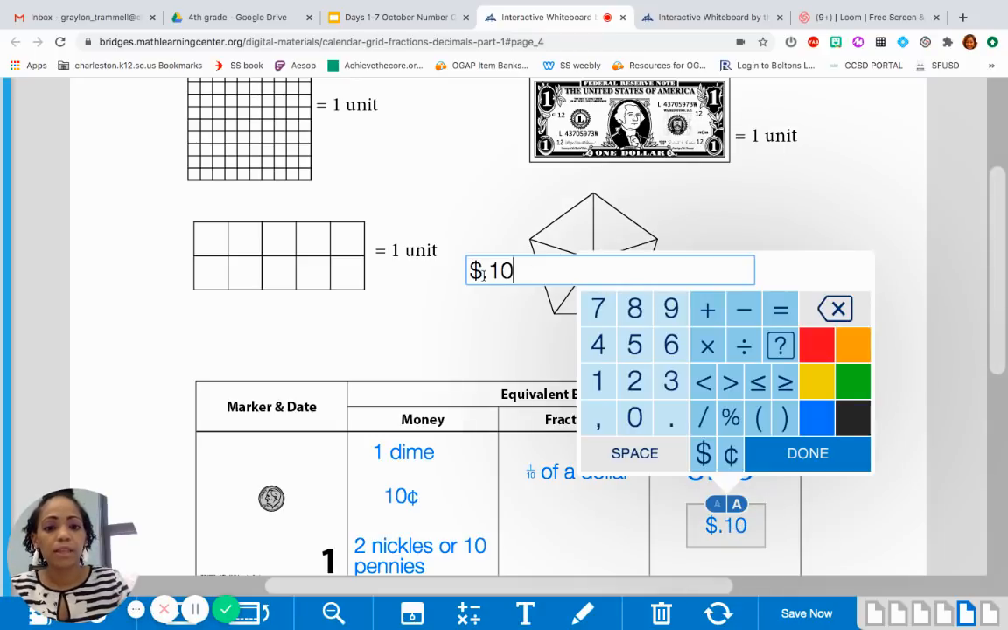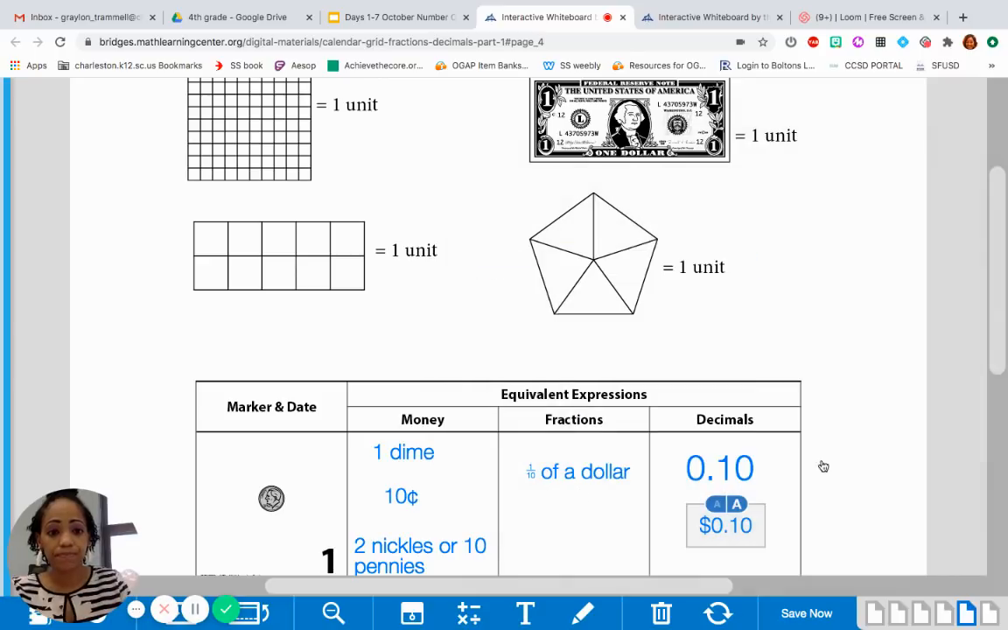While I'm doing that, I would love for you guys to open up your Number Corner journal to page 14. It should say base 10 mats at the top. And we're going to do the next part of the activity for calendar grid. I'll give you a moment to get there.